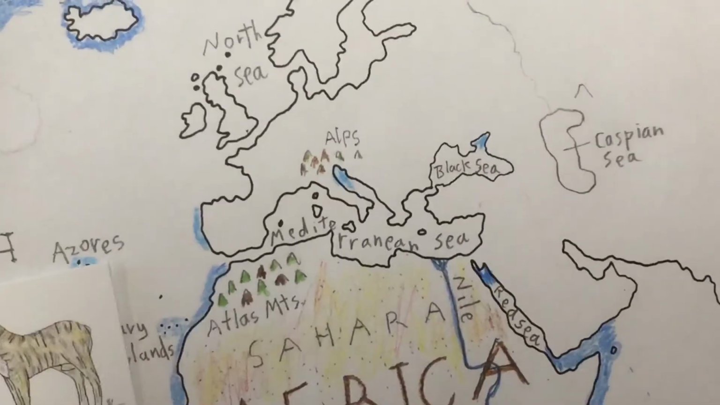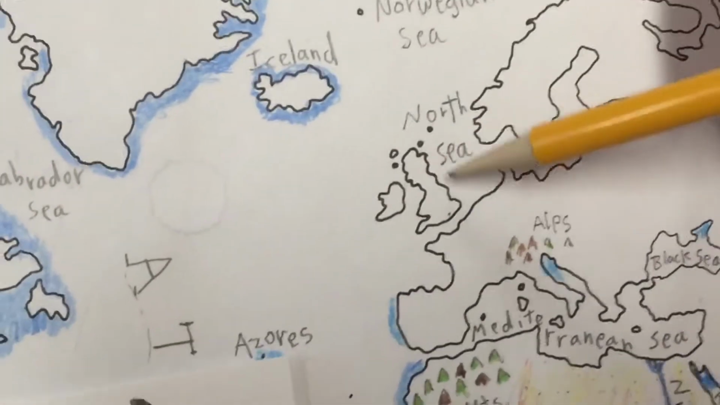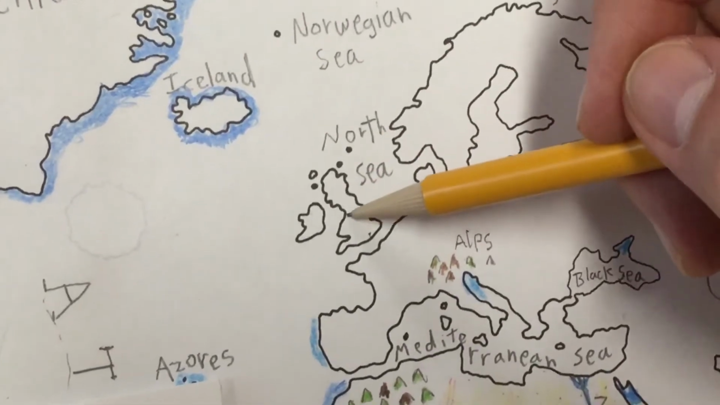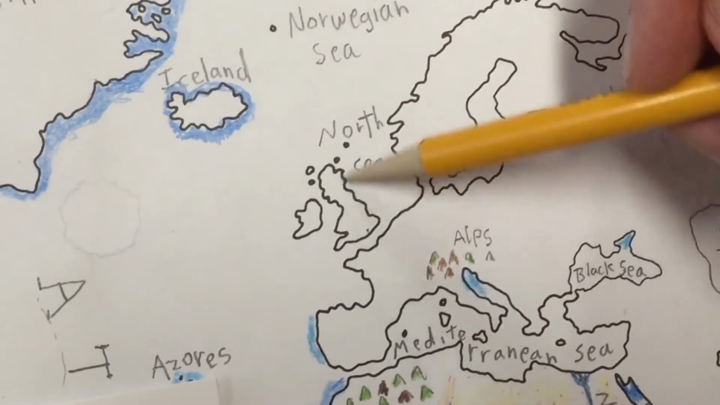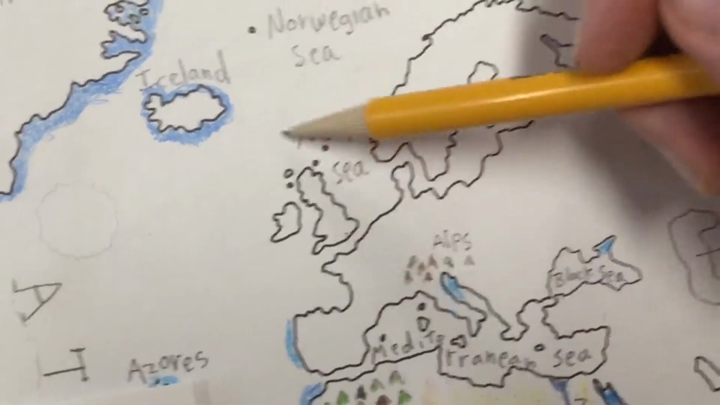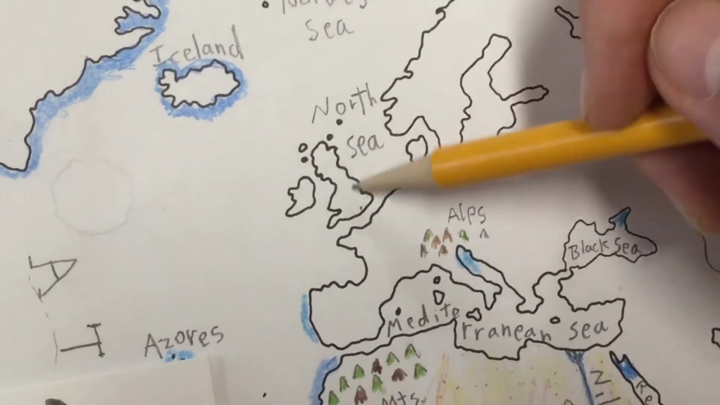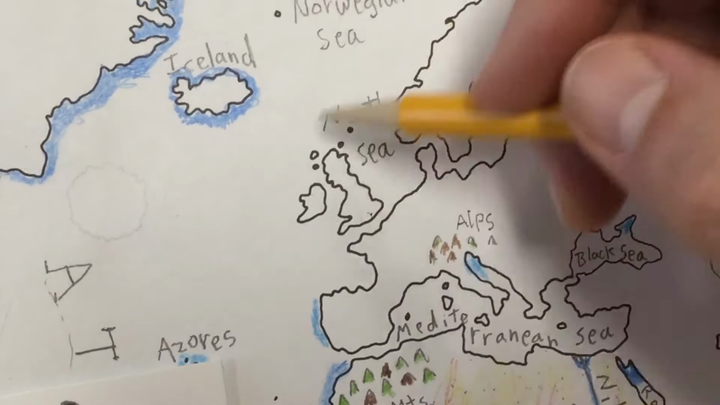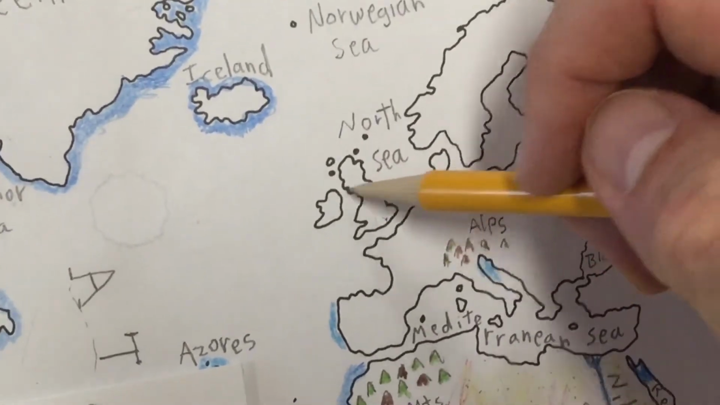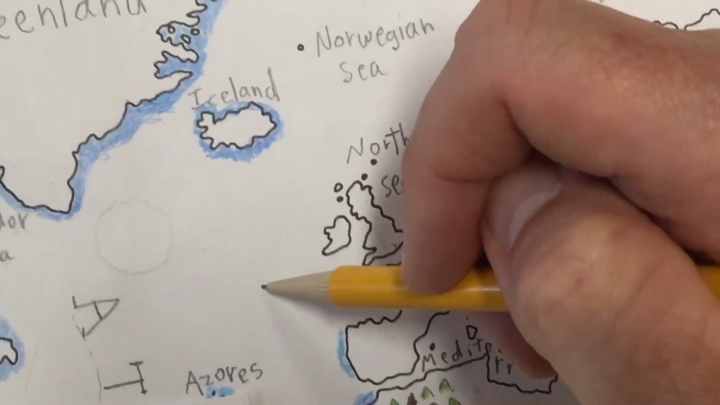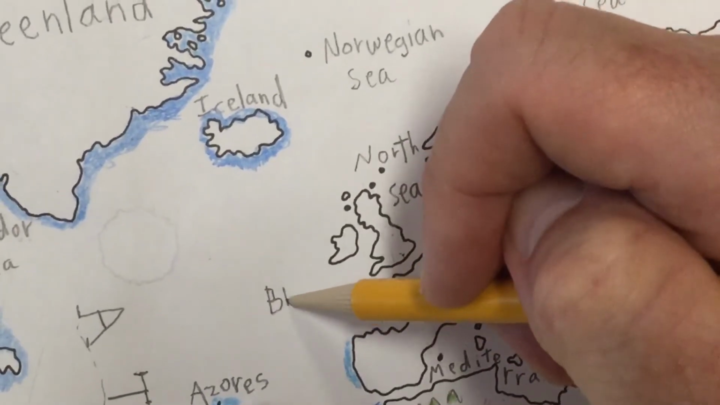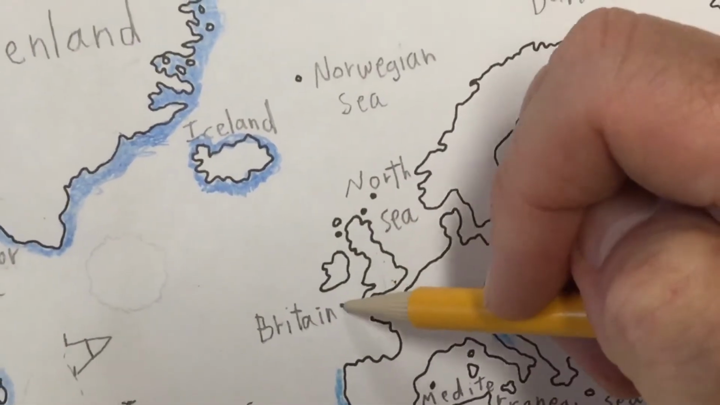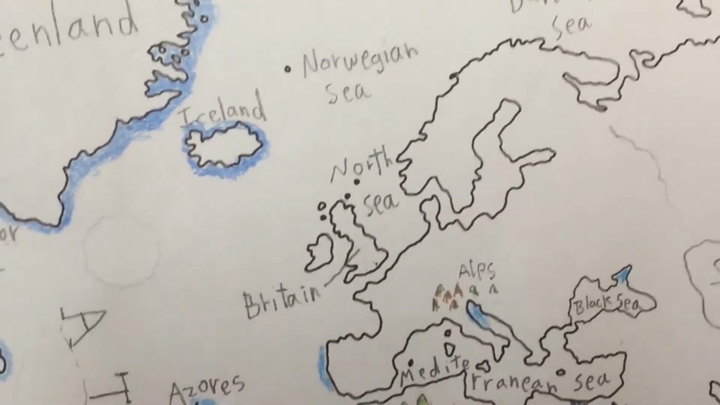The red squirrels are found in the islands of Great Britain and Ireland. These are not to be confused with the United Kingdom, which is the political name, which includes England, Wales, Scotland, and Northern Ireland. We're just talking about the islands. And I think I'm going to just call it Britain, and I'll put a little line to that big island right there.